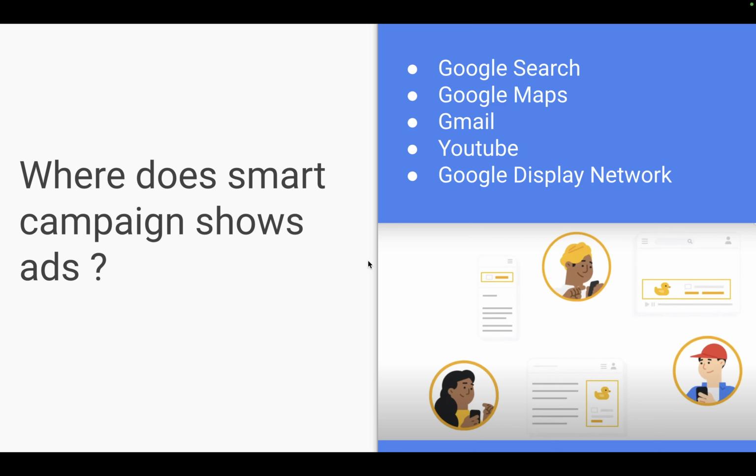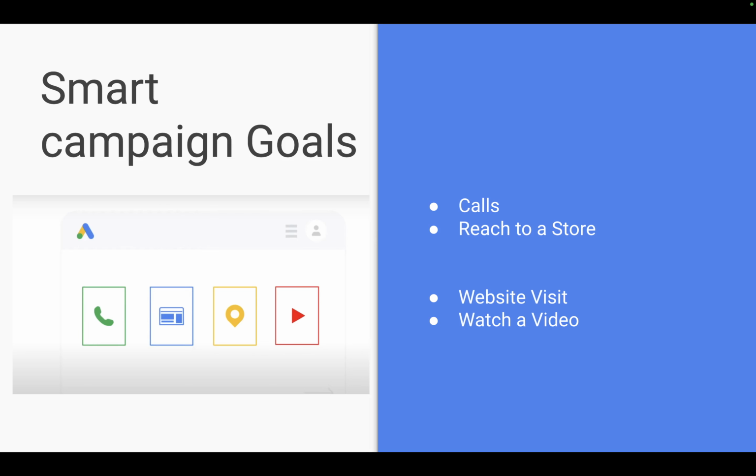And if I talk about where your ad shows, it simply shows on multiple properties of Google. So from this simple campaign, your ad shows up on Google Search. Along with that, your ad shows on Google Maps, on Gmail, on YouTube, in fact, on the Google Display Network. So one single campaign can show ads on multiple properties of Google.